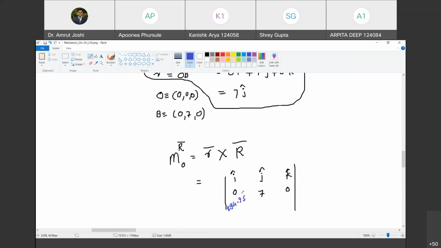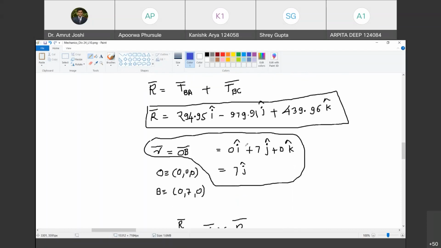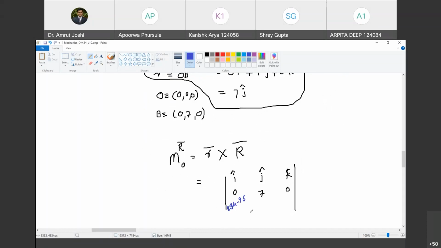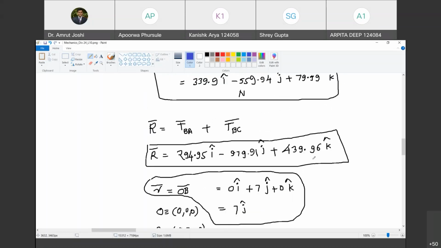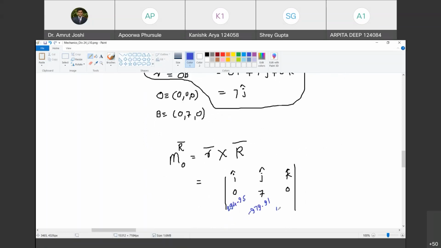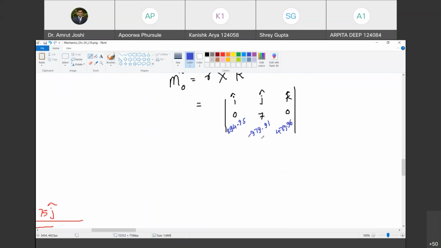294.95. Happy? Yes, sir. What is the J cap coefficient? Minus 979.91. And what is the K cap coefficient? 439.96. Happy? Yes, sir. Due to space crunch, I have written it in this fashion, but it is a determinant. So let us calculate that determinant.